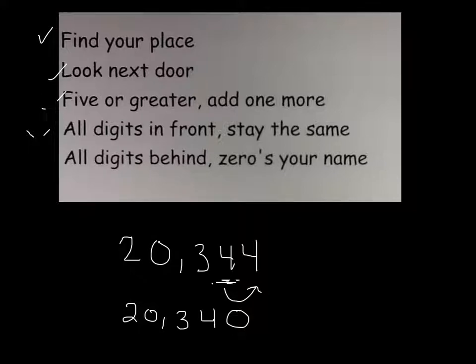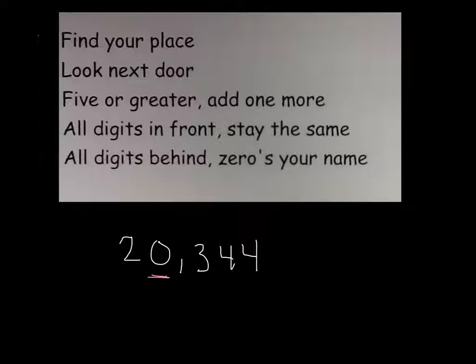All digits behind, 0 is your name. Let's try those exact steps again, except this time we're going to round to the nearest thousands place. What number is in the thousands place right now? Right, it's the number 0 right now. So we find our place, we look next door. If it's 5 or greater, we'll add 1 more. It's not. So we keep it the 20. All digits in front stay the same. All digits behind, 0 is your name.